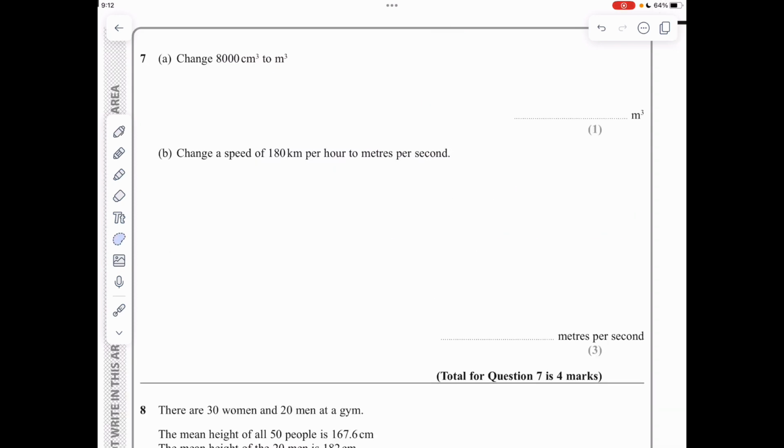In question 7, we are asked to convert 8,000 cubic centimeters to cubic meters. Well, if we recall, to go from meters to centimeters, we multiply by 100, and to go from centimeters to meters, we divide by 100. So if we want to go from cubic meters to cubic centimeters, we multiply by 100 cubed, and from cubic centimeters to cubic meters, we divide by 100 cubed.